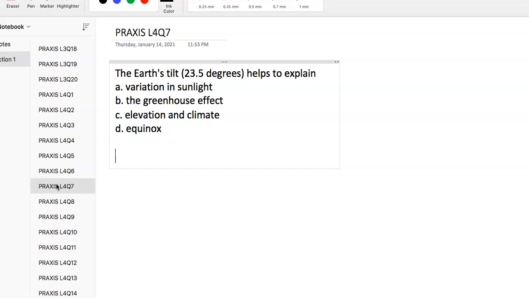Okay, the Earth's tilt, which is 23.5 degrees, helps to explain variation in sunlight. Because of the tilt of the axis, not all places receive the same amount of sunlight at the same time.